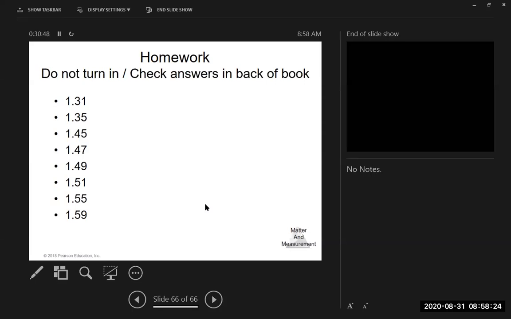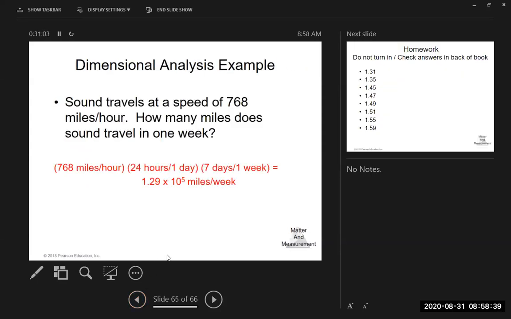How did you get the 1.29 in the last answer? Okay, well, I'm sorry, what was that again? How did you get the answer 1.29 in that last question we did? Okay. It should be, if you do 768 times 24 times 7, it should be 1.29 times 10 to the 5th. Okay, thank you. I hope it's right. I think it is.